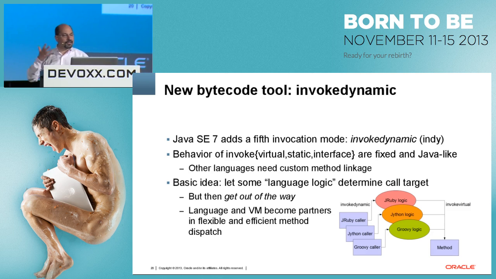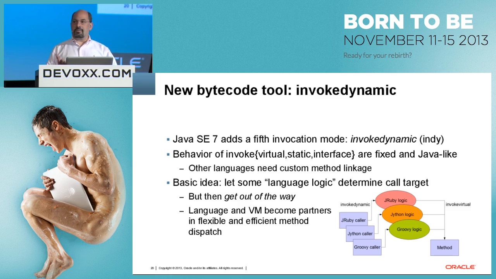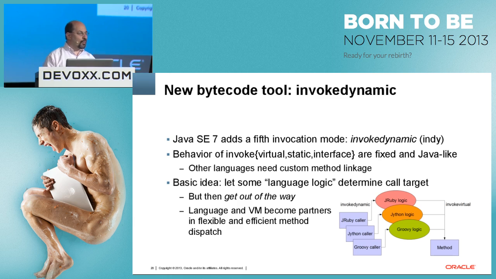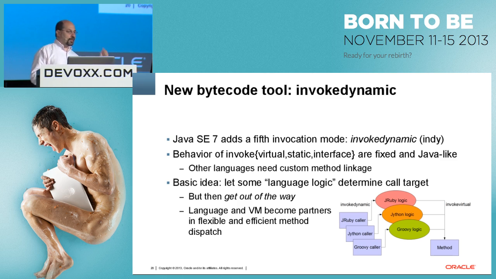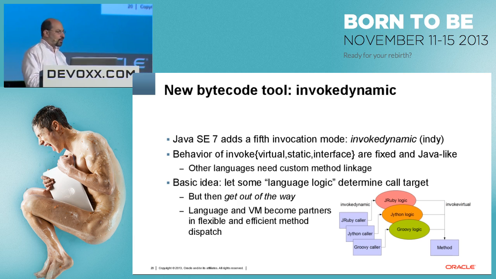So Invoke Dynamic is a 5th invocation mode, and the idea is the other invocation modes have these fixed semantics that are very much tied to the Java language semantics, and that works for a lot of cases, but it doesn't necessarily work for all languages. And so it's a way of specifying custom method linkage, where a language can say, I've got this call site, and at runtime, I'll help you link it. So basically, when a compiler emits an Invoke Dynamic into the bytecode, it's also supplying what you might call some, quote, language logic to help resolve the call site, at least the first time that that call is made.